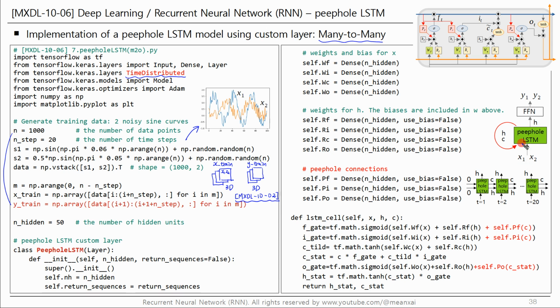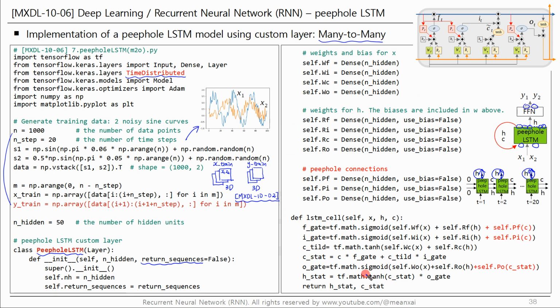As with the many-to-one model, there is an input layer, a recurrent layer, and an output layer. However, unlike the many-to-one model, the output H of each time step is passed to the output layer. Let's upgrade our Peephole LSTM custom class for many-to-many use cases. We will use the return sequences argument to store the outputs from all time steps. If return sequences is false, only the output of the final time step is returned. This is used in many-to-one models. If return sequences is true, the outputs of all time steps are returned. This is used in many-to-many models.